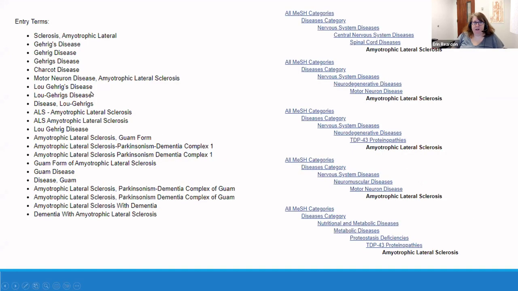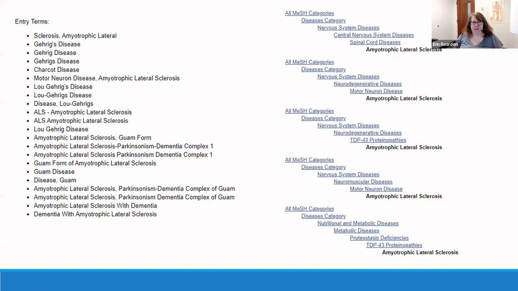If you scroll down a little bit, you're going to see all of the words you could type into PubMed that would find this MeSH term. If I typed Gehrig's disease into PubMed, PubMed would automatically find this MeSH term for ALS. If I typed in amyotrophic lateral sclerosis, it'll find this MeSH term. But look at all these different ways there are to describe this disease: Gehrig's disease with an apostrophe S, Gehrig's disease without an apostrophe, Charcot disease, Lou Gehrig's disease, ALS, Guam disease, dementia with amyotrophic lateral sclerosis. So there's lots of ways to describe this disease.